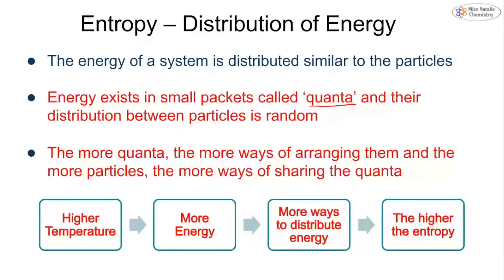So if we have, for example, a higher temperature, we're going to have more possible energy, therefore more ways to distribute the energy, therefore a higher entropy. So whenever we're looking at the distribution, we need to take into account how much energy or how many particles we have to distribute. And that's going to have an effect on the entropy.